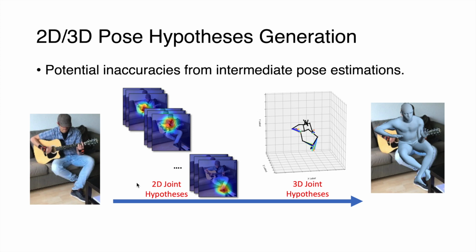Our second innovation is motivated by the observation that intermediate pose estimations might suffer from inaccuracies. In order to mitigate the error accumulation throughout the process, we propose the idea of hypothesis generation. Instead of regressing a single pose, we generate multiple plausible hypotheses for both 2D and 3D poses from a distribution. This method enhances the robustness of the final prediction.